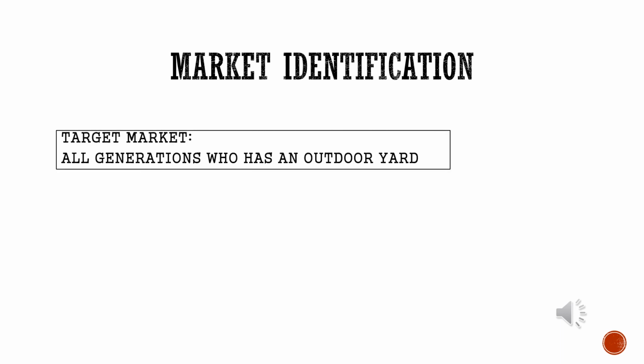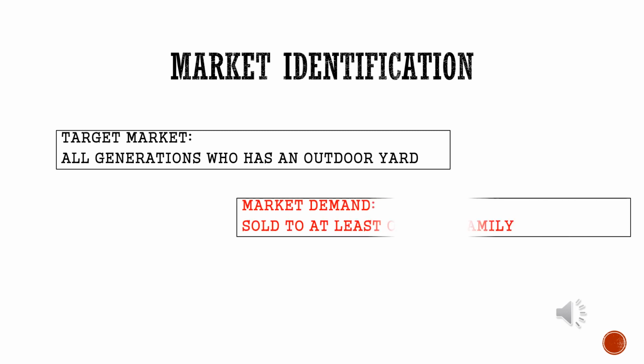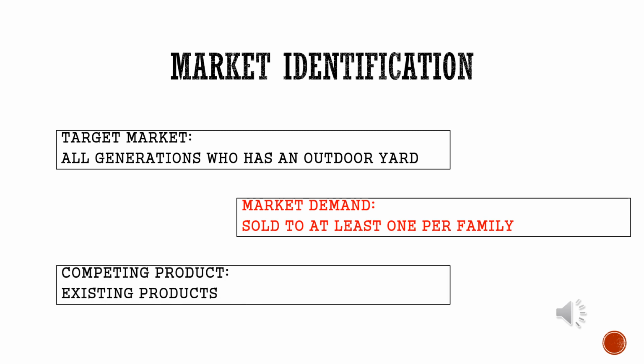Then, I will talk about the market identification. Our product target market is for all generations who have an outdoor yard. Since this product is easy to use, it is suitable for all ages. For the market demand, we hope that it has been sold to at least one per family. And the competing product for our product is the existing product that is already in the market because everyone needs some time to adapt to the new product.